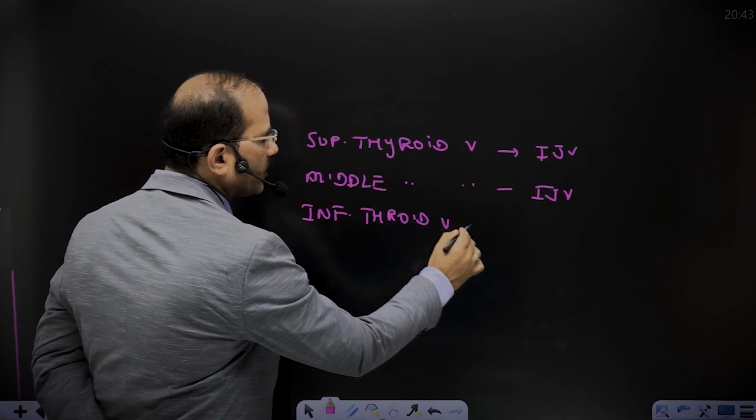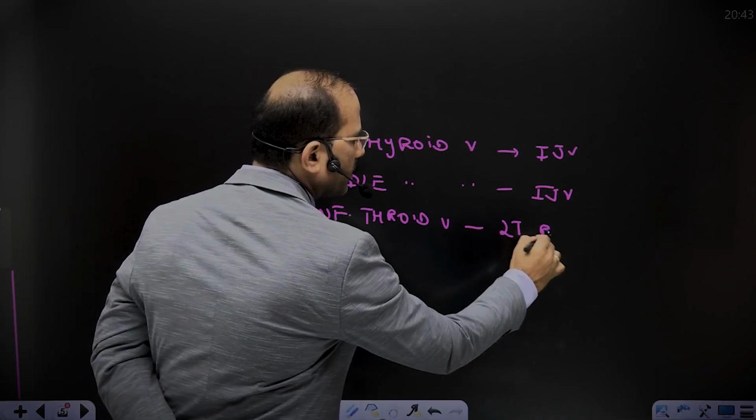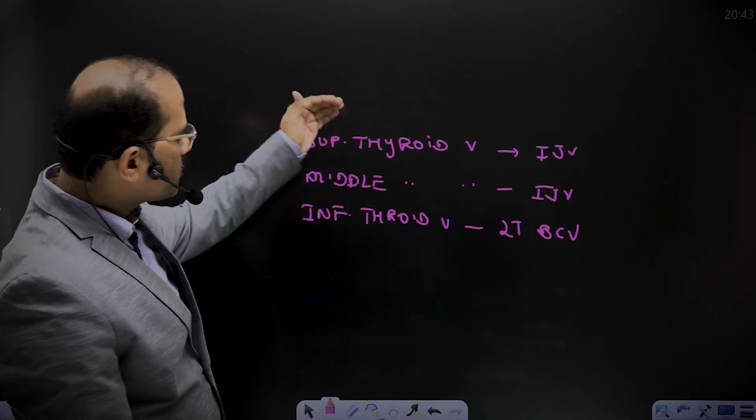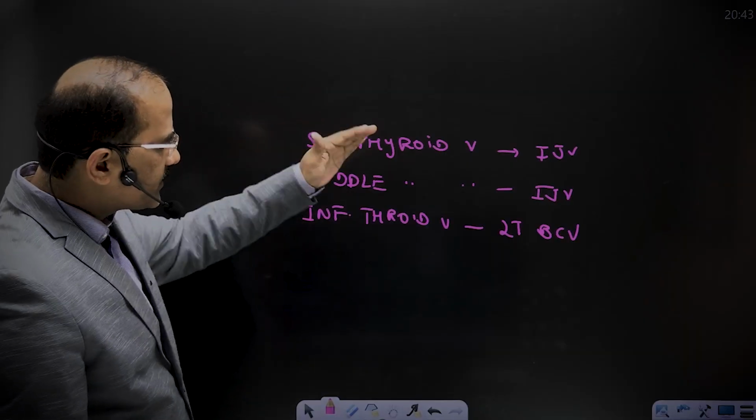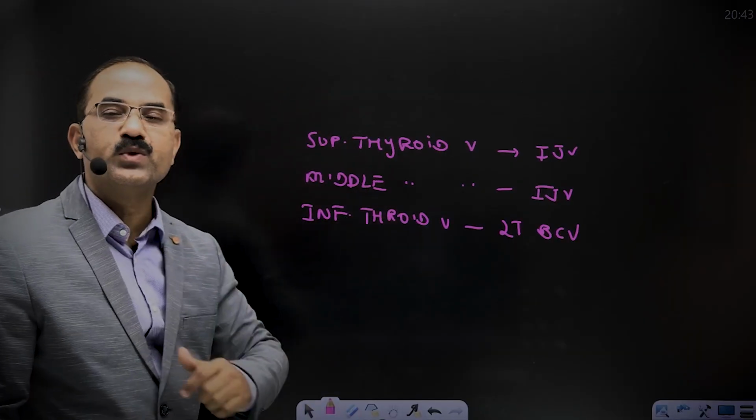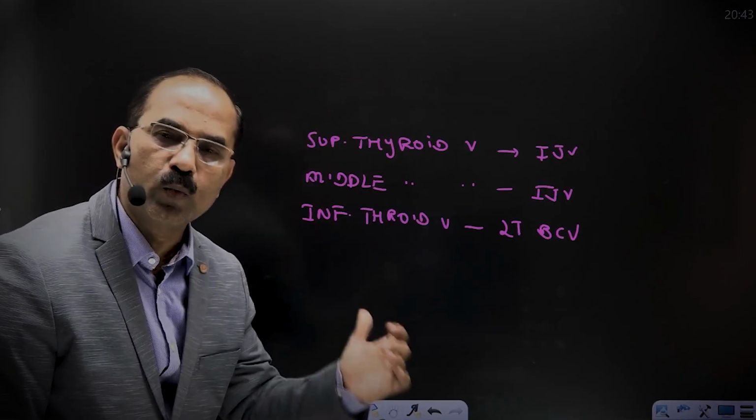Inferior thyroid vein drains into the left brachiocephalic vein. So superior thyroid vein, internal jugular. Middle thyroid drains into internal jugular. The inferior thyroid vein drains into the left brachiocephalic vein.